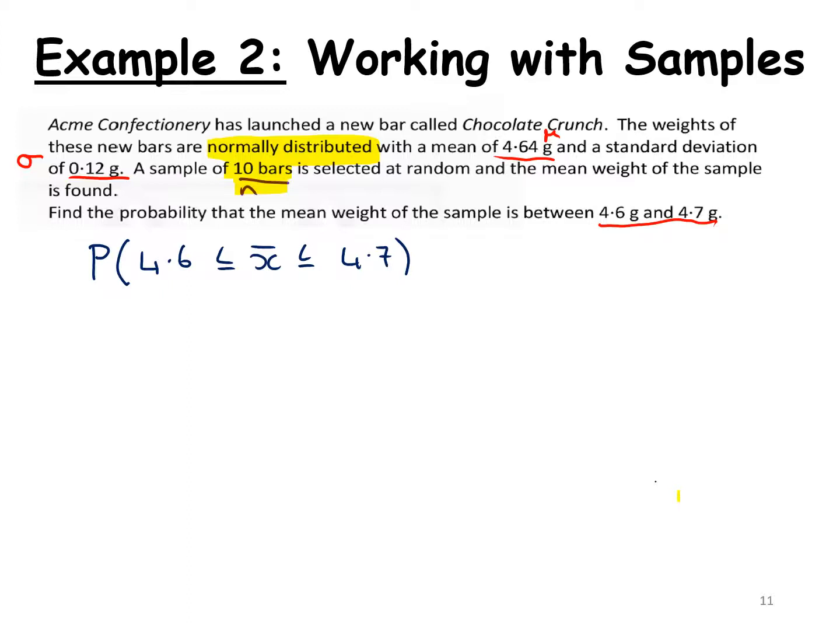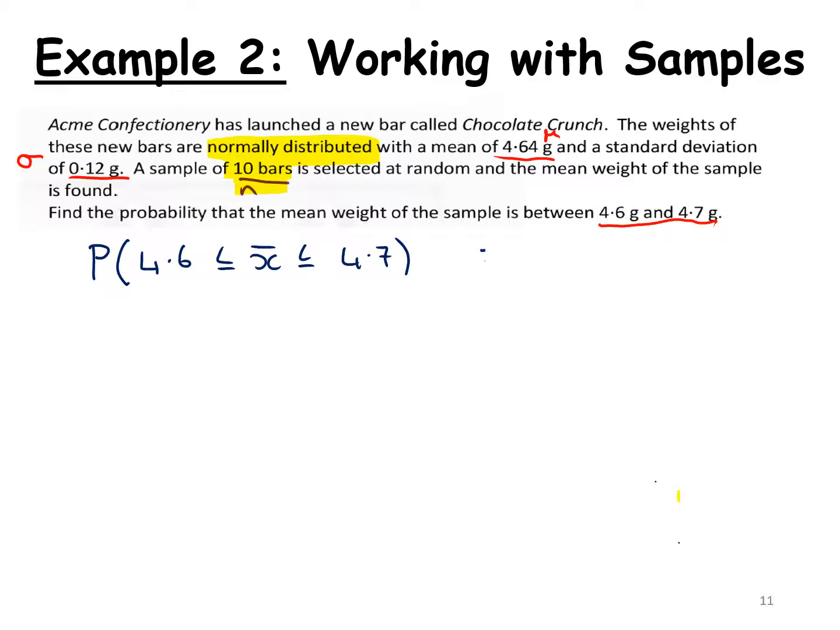And that's important. The central limit theorem is more important for us when we're dealing with populations where the distribution is not normal or not known. Then once the sample is 30 or more, we can assume the sample will be normally distributed. However, because we know in this question that the population is normally distributed, we can say for sure that even with a sample of 10 bars, it will also be normally distributed. So we can go straight to our z-score formula.